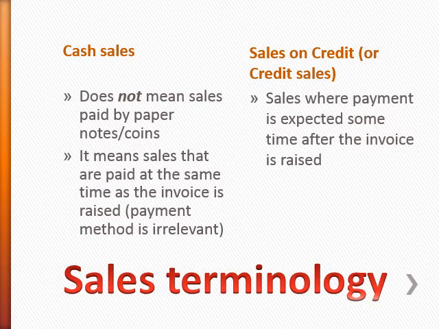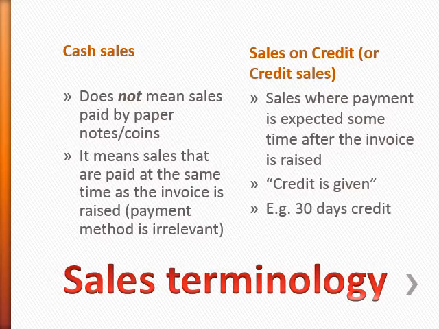Sales on credit, or credit sales, however, this is where payment is made after the invoice is raised. So credit has been granted or given. An example of this might be where a company offers some or all of its customers 30 days credit. So after the customer receives the invoice, they will then have 30 days in which to make payment.